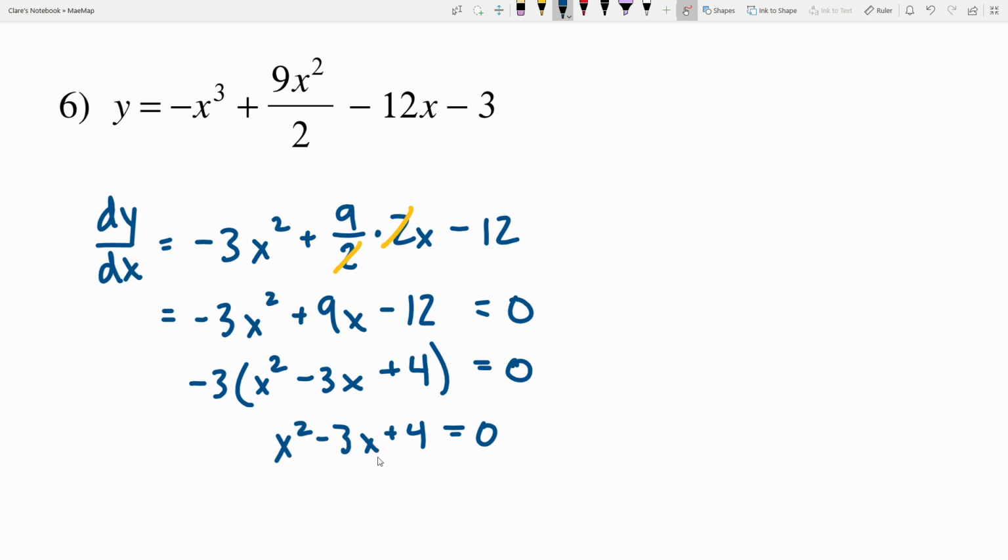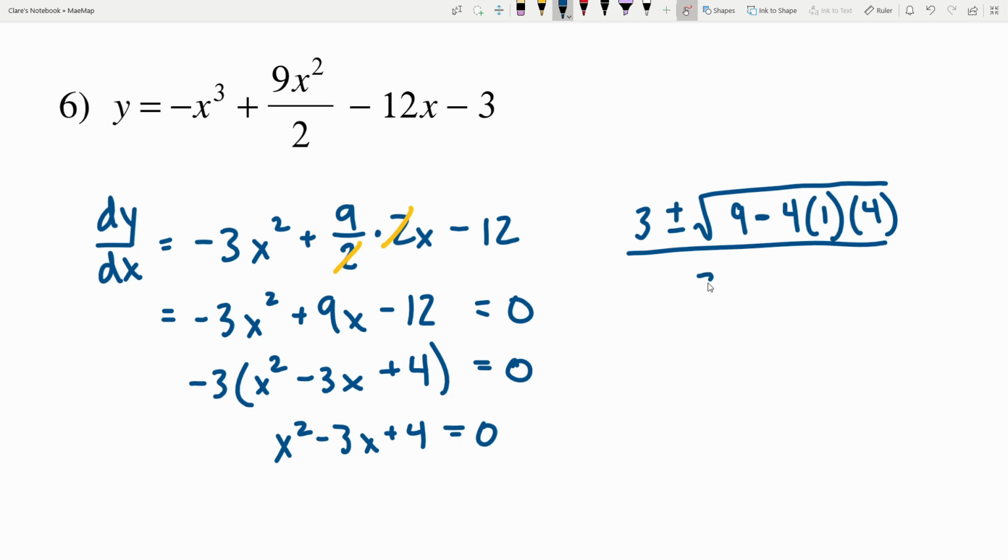There's no two numbers that do that. Let's go ahead and do the quadratic formula with this one just to see. So I have the opposite of b, which is 3, plus or minus the square root of b squared, which negative 3 is b, so that's negative 3 squared, which is 9, minus 4 times a, which is 1, times c, which is 4, all over 2 times a, which is 1.